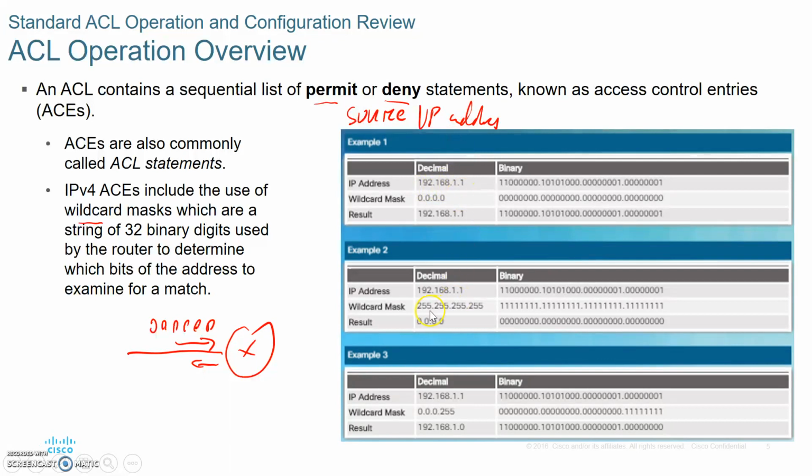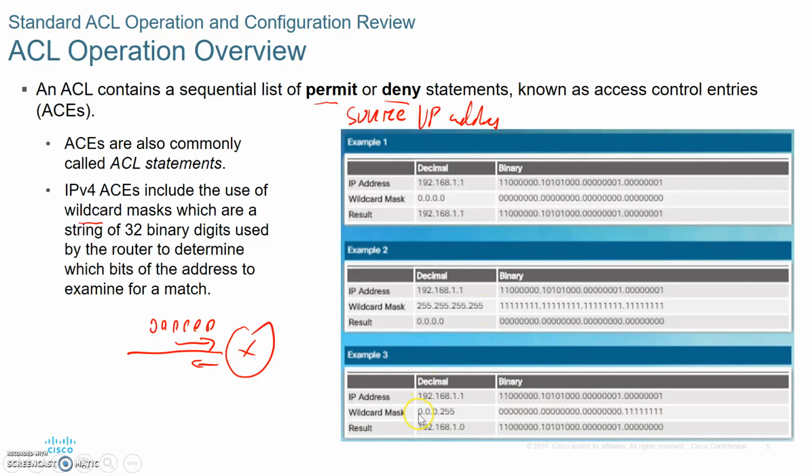In the second example, if the wildcard is 255.255.255.255, meaning all the bits are 1, this means that I do not need to check any single bit. All bits are ignored, meaning all packets will be matched because there's no need to check. So in this case, every single packet will match if my wildcard is all 255.